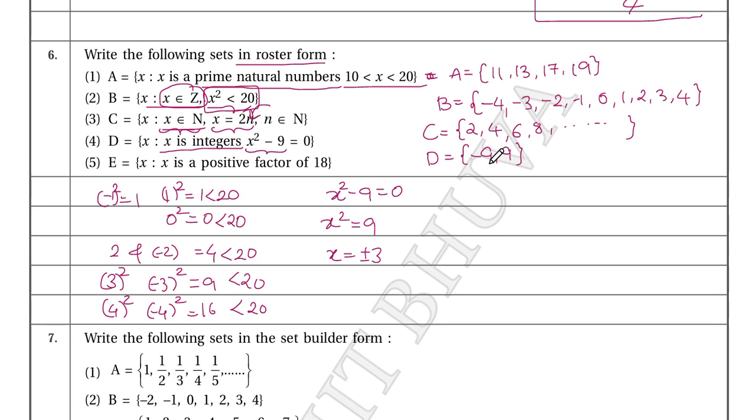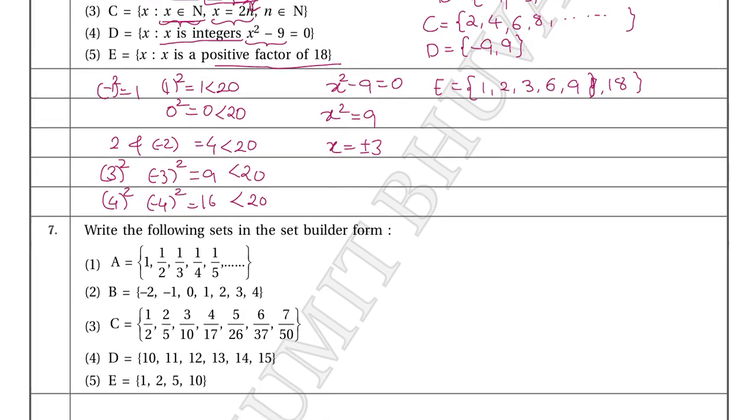So this is the roster form of set D. Then look at the set E. X is the positive factors of 18. So which numbers divide 18? Those are all the numbers we have to write down. So 1, 2, 3, 6, then 9, and 18 is also there. So these are the positive factors of 18. So this is the roster form of set E.